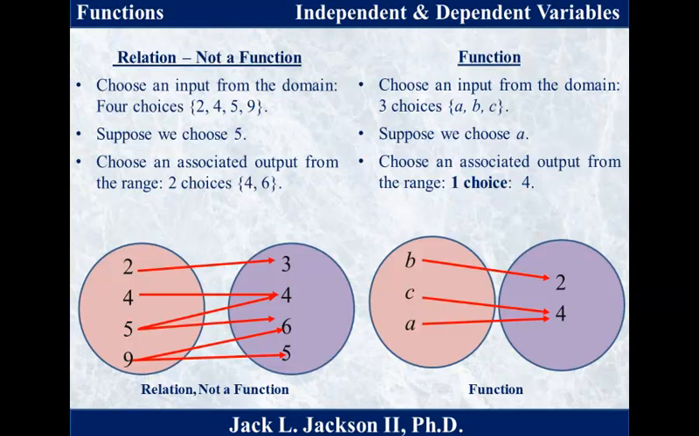So now what I want to do is choose an input from the domain. On the one on the left, the relation that's not a function, we can choose any element that we want from the domain. In this case, that's either a 2, 4, 5, or 9. So let's just pick one. Let's say I pick 5. Then I want to choose an associated output. If I pick 5, I've got two outputs possible, a 4 and a 6.